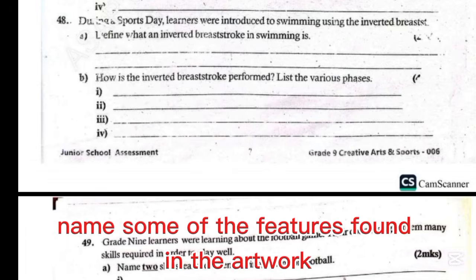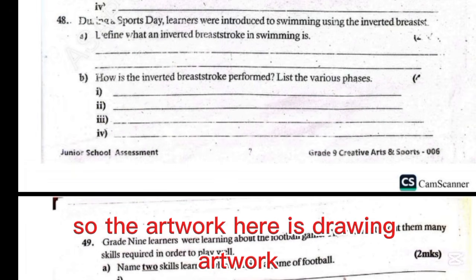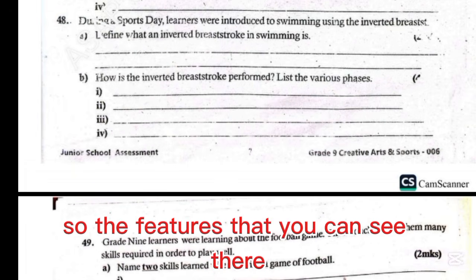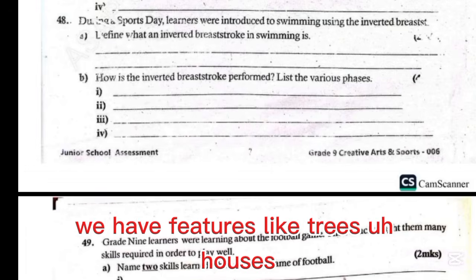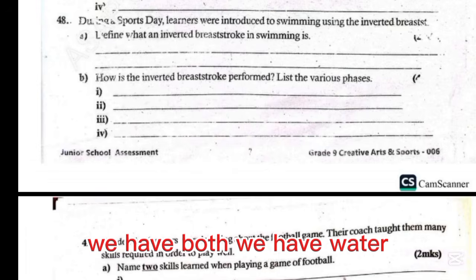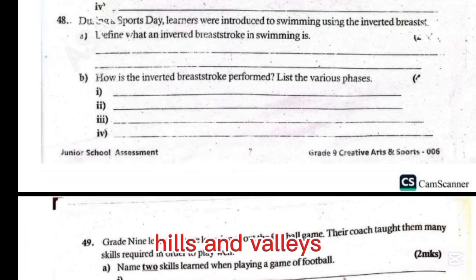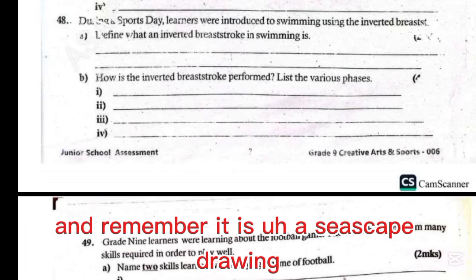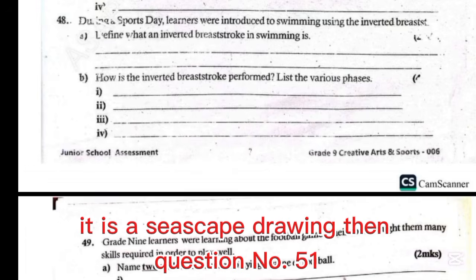Name some of the features found in the artwork. The artwork here is drawing artwork. The features that you can see there are trees, houses, a boat, water, hills, and valleys. And remember, it is a seascape drawing.